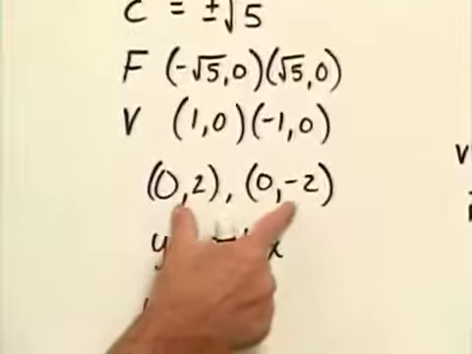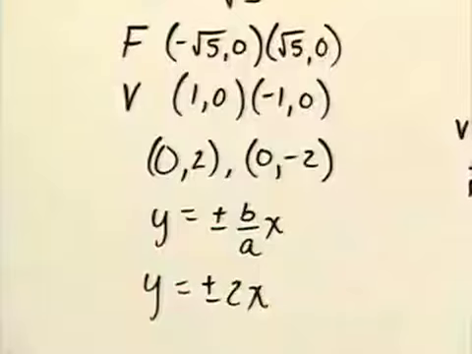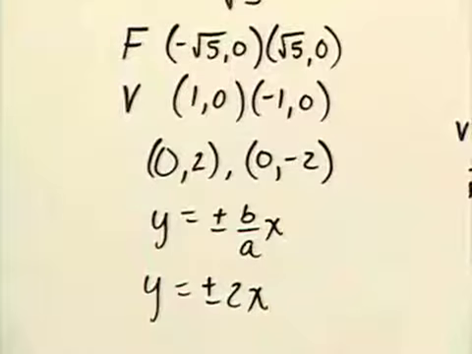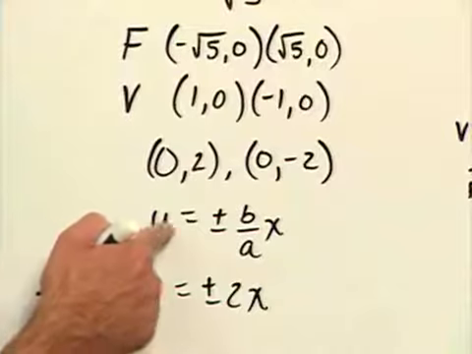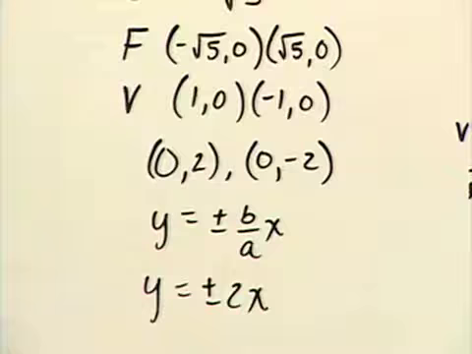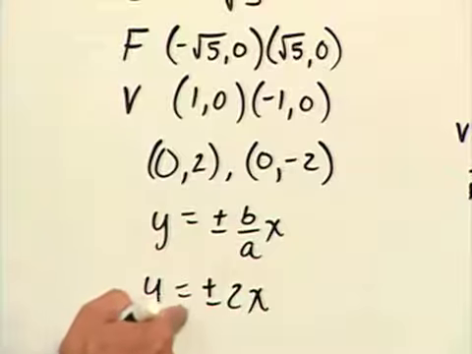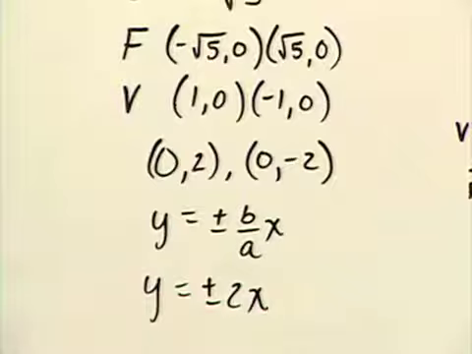And these 2 points will help us make our box, which will also help us graph our asymptote lines and our hyperbola. Now our asymptote lines come from the equation y is equal to plus or minus b over a x. And if we simplify that, we would get y is equal to plus or minus 2x. Now, let's plug all of this information into our graph and see what our graph looks like.